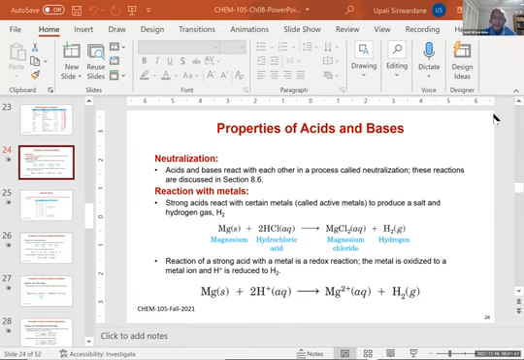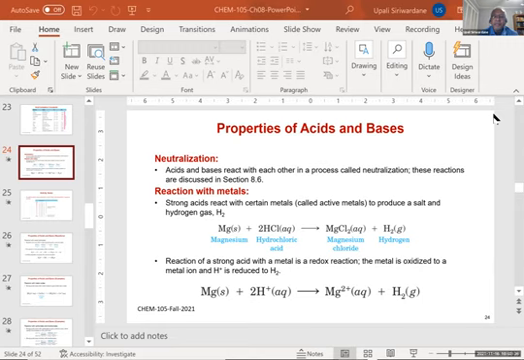Now a basic idea about acids and bases. We defined the types of acid. We described Arrhenius acids and Arrhenius bases. Also, we talked about Bronsted-Lowry acids and bases, which are based on proton transfer.